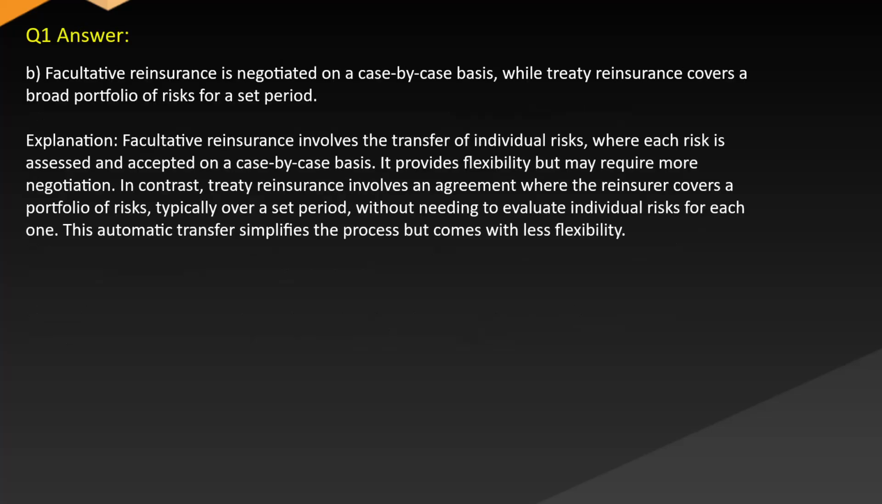Answer: B. Facultative reinsurance is negotiated on a case-by-case basis, while treaty reinsurance covers a broad portfolio of risks for a set period. Explanation: Facultative reinsurance involves the transfer of individual risks where each risk is assessed and accepted on a case-by-case basis. It provides flexibility but may require more negotiation.